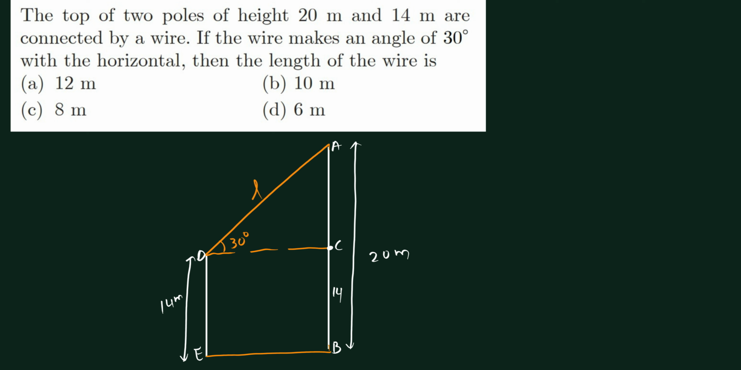So out of 20, when you subtract the 14, the remaining height of the tower will become 6. Okay, so you observe the upper triangle. You apply the upper triangle. So what is the upper triangle? We have triangle ADC.